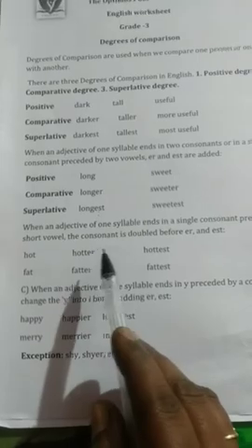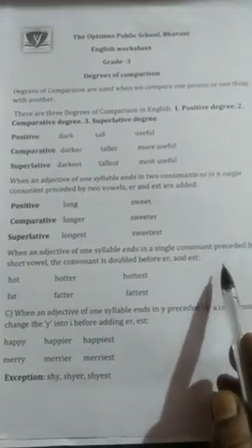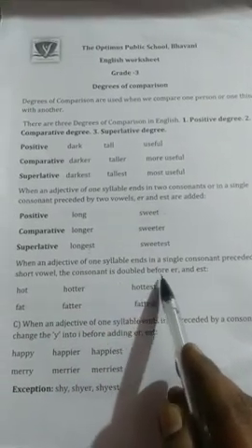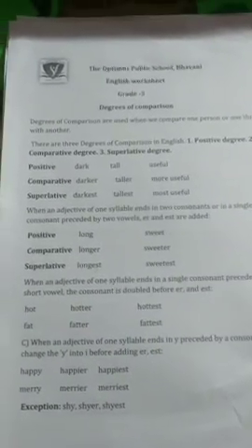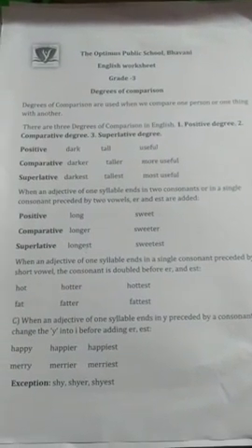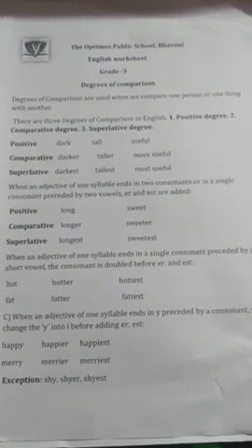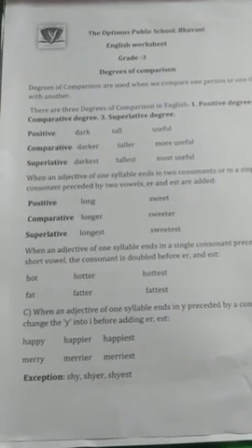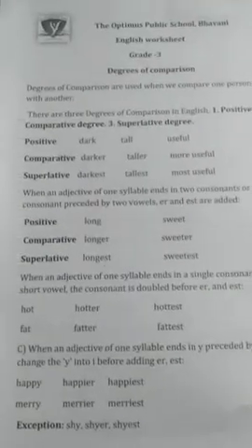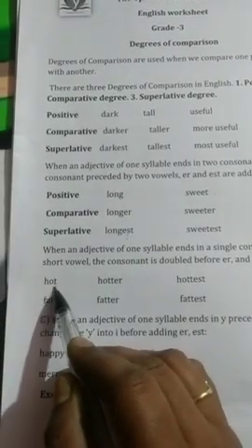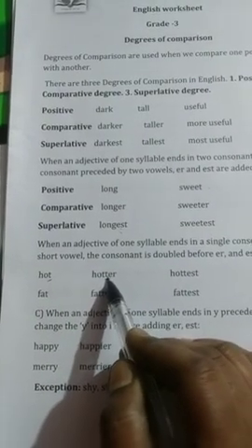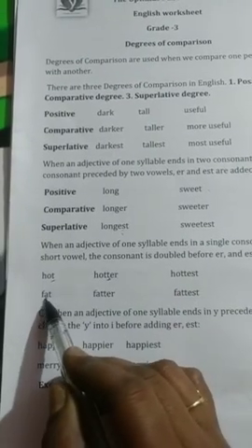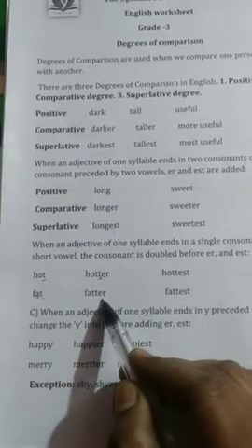Next, when an adjective of one syllable ends in a single consonant preceded by a short vowel, the consonant is doubled before er and est. See, the word ends with a single consonant preceded by a short vowel, you have to add a double consonant. Example, hot, you have to add again t and then add er, hotter, hottest. Fat, see, vowel consonant, so fatter, fattest.